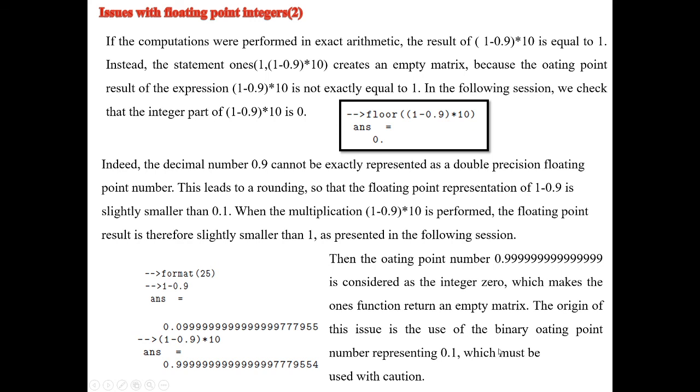So the issue is here. The issue here is the floating point number. It has to be converted to a real number. Then only it will give the proper answer. Clear?